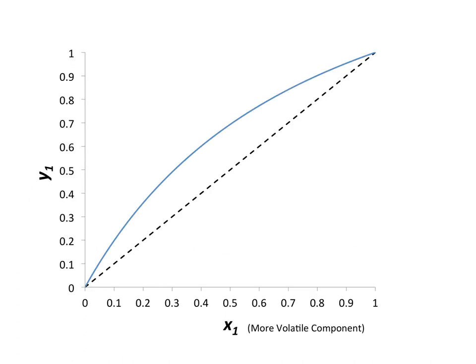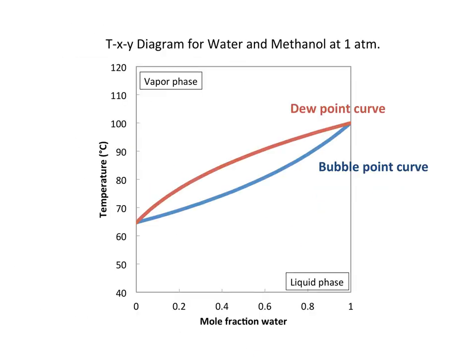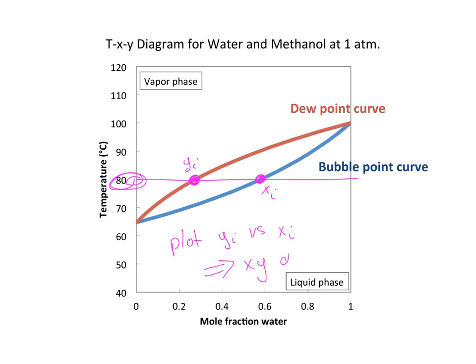So the XY diagram, let me scroll back through here. This is a TXY diagram for a water methanol system. What the XY diagram is: if I choose a particular temperature, I can get out a liquid composition and a vapor composition. So if I plot y of i versus x of i, that gives me the XY diagram. It relates the difference in the liquid phase compared to the vapor phase. So that is the XY diagram.